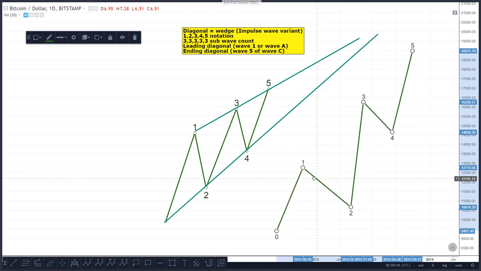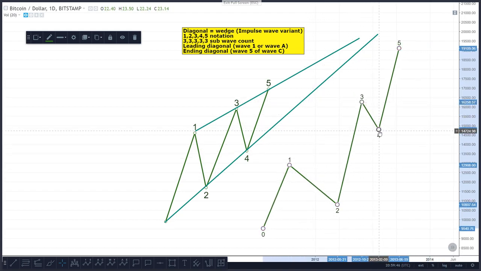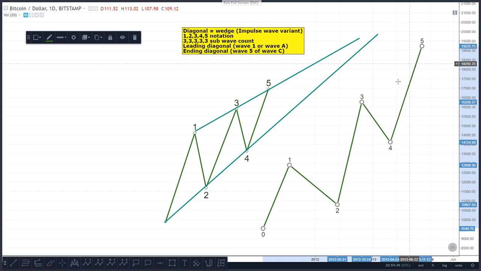So one thing I've realized I've not touched on is where we find these diagonal patterns. I've mentioned here we can have a leading diagonal or an ending diagonal depending on where it is. First of all, it's an impulse wave, so it's either going to be in wave 1, 3 or 5, because these are our impulse waves. As a rule, you'll never get a diagonal in wave 3. It's either in wave 1 or wave 5. If it occurs in wave 1, we call it a leading diagonal because it's at the beginning of the whole move up. If it's in wave 5, we call it an ending diagonal because it's in the final leg of the whole move up.